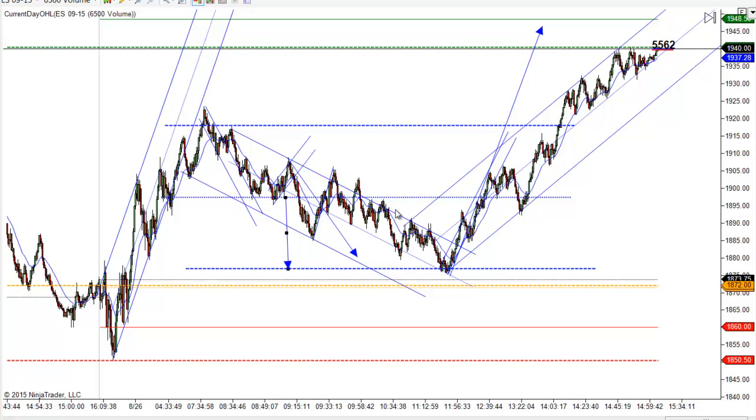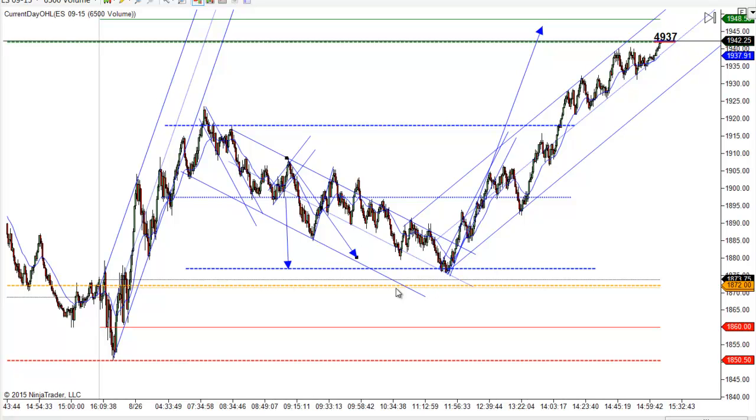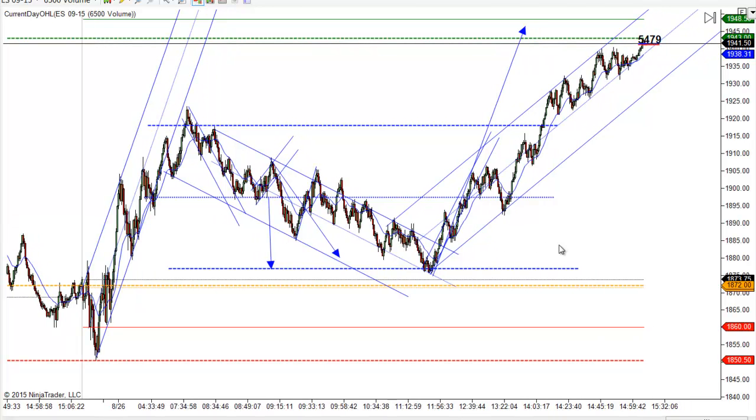So that's one way. The other way was I measured this first move down before we had this little two-legged correction in here. And if you measure that one and move it over, that gives you a target here. Notice we reached that to the tick. It bounced. It ended up going a little bit lower, but what it was doing, most likely, is we were trying to reach this measured move on a possible range up here. And so I'm sure more people were looking at that.